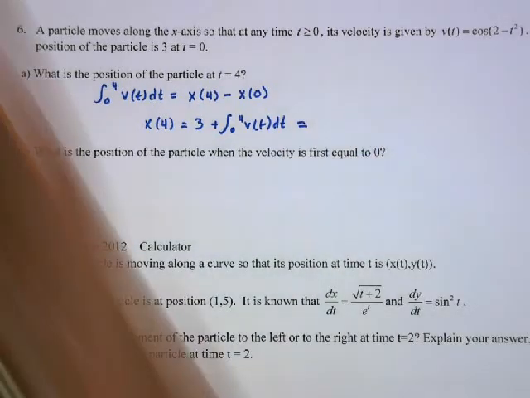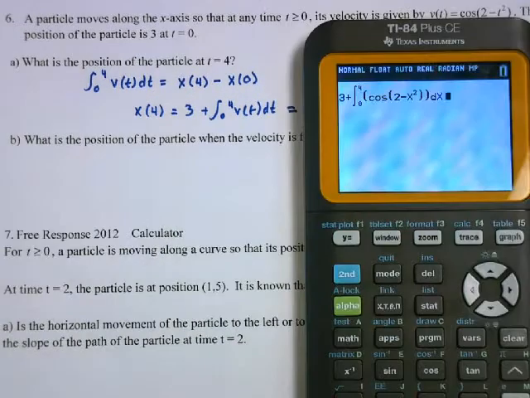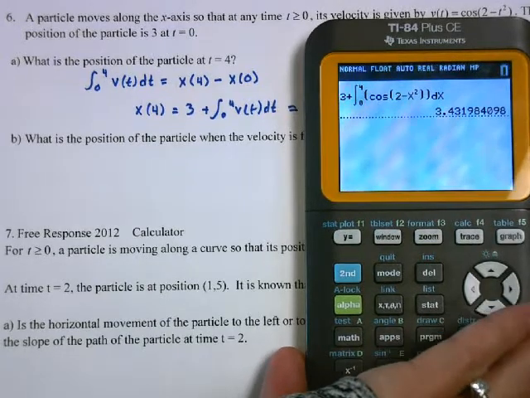Okay, so we'll type that in the calculator. We get an answer of 3.42.